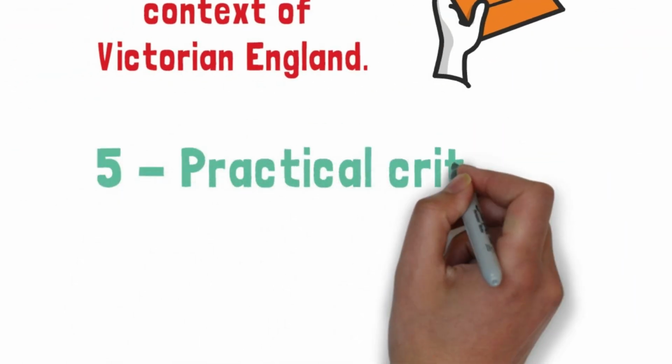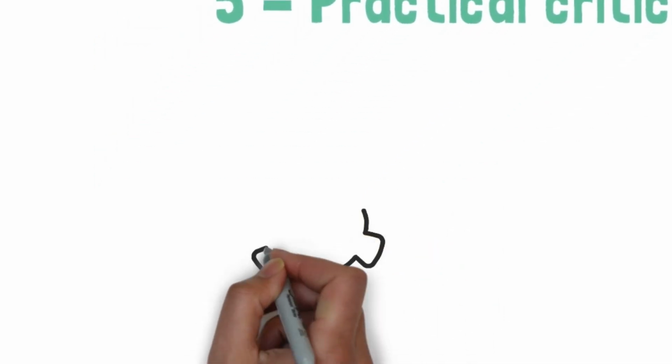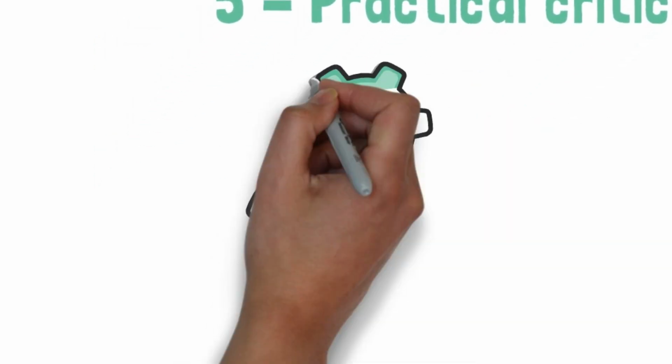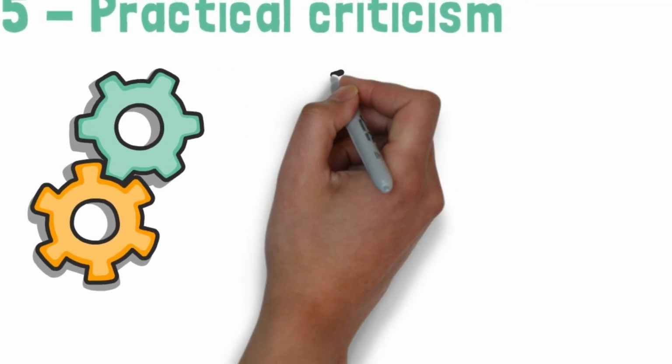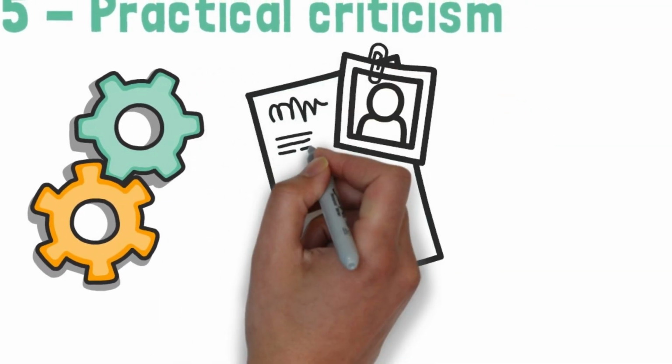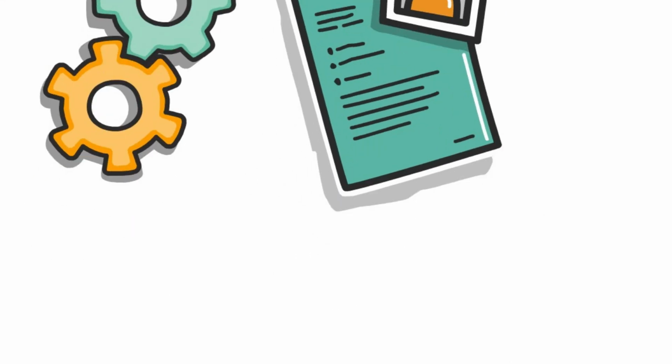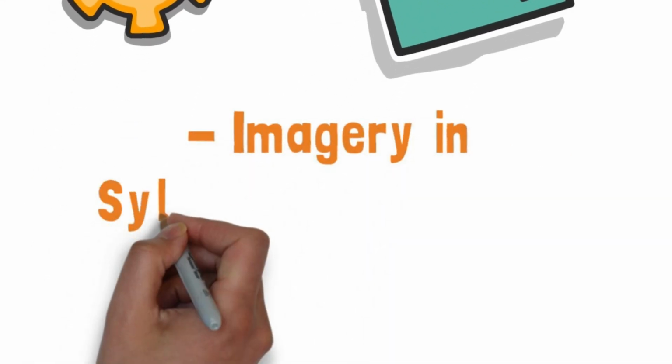Number 5 is practical criticism. This approach examines a literary work without taking into account any outside context. For example, analyzing the use of imagery in Sylvia Plath's poetry.